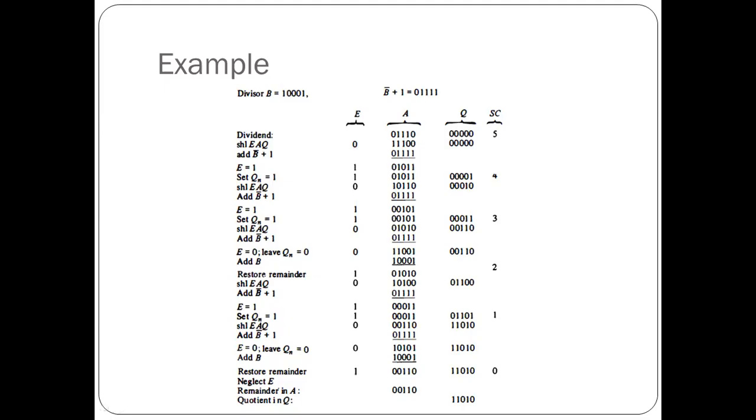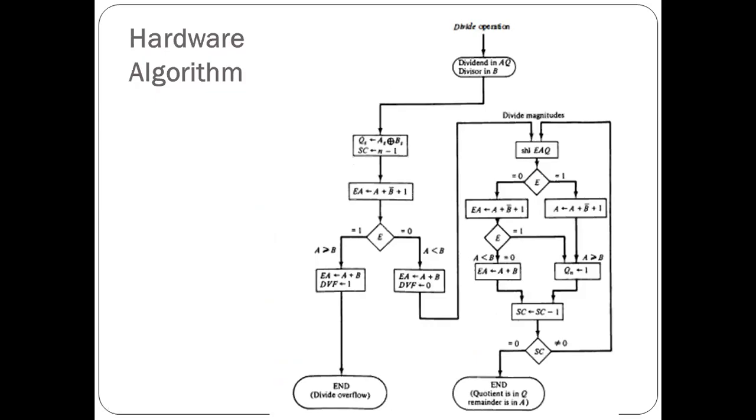A minus B resulting in a negative result, right? As per the restoring division, we will be subtracting. If your E bit is 0, it means the result of A minus B is negative. You should not perform the subtraction. So we shift left and then follow the subtraction.